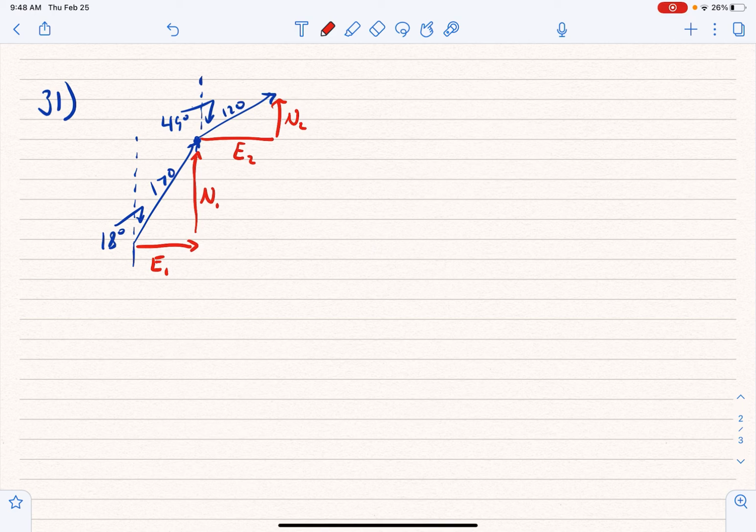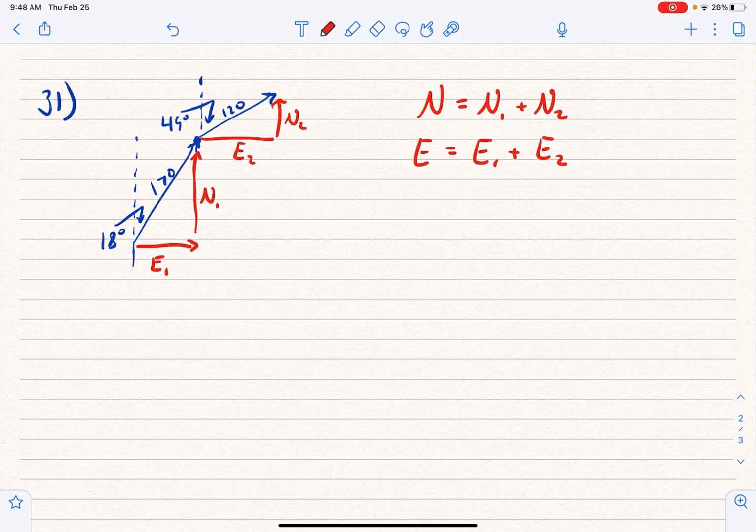And what it's asking for in 31 is, find the total distance traveled north. So it wants the total N, which would be equal to, in my problem, N sub 1 plus N sub 2. And it wants the total east, which would be equal to E sub 1 plus E sub 2. All right? And so that's what we're looking for. So this problem's got a lot going on.